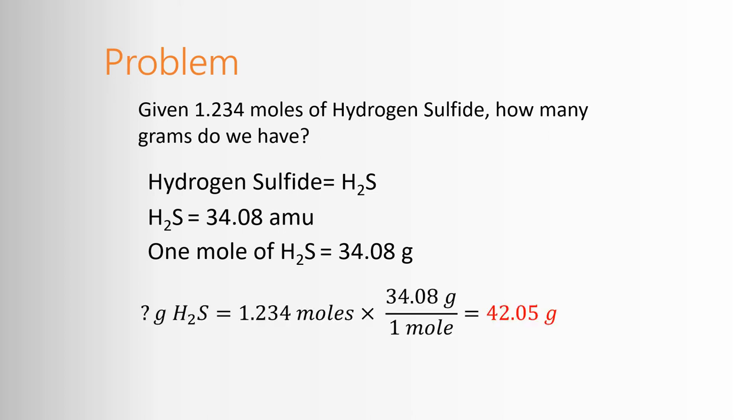So again, we'd set up a dimensional analysis. If I want to figure out the grams of H2S and I have 1.234 moles of H2S, I would need moles on bottom now. So the 34.08 grams goes on top, moles go on bottom, moles cancel. This times this gives me 42.05 grams. So 1.234 times 34.08 gives me 42.05. Again, I'm bounded to four significant figures because there are four significant figures in my original data.